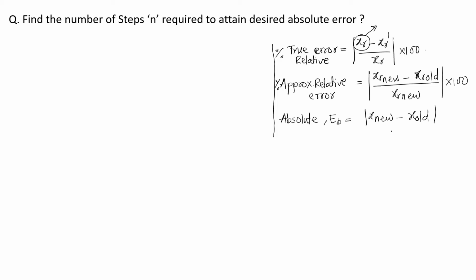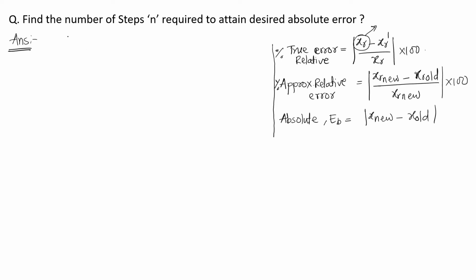This is the absolute error in numerical methods. In the bisection method, there is a very important result. We can calculate the number of steps required to reach a desired absolute error.